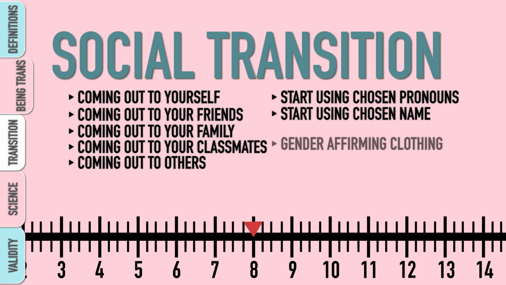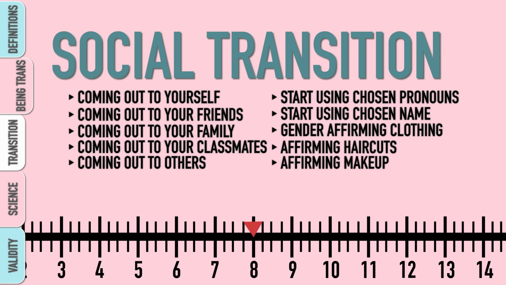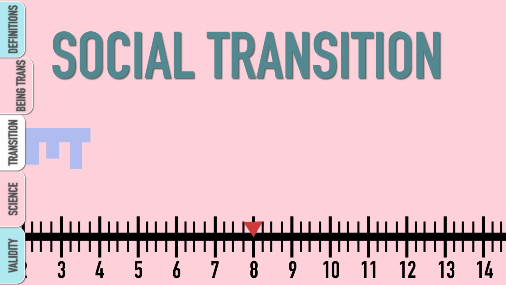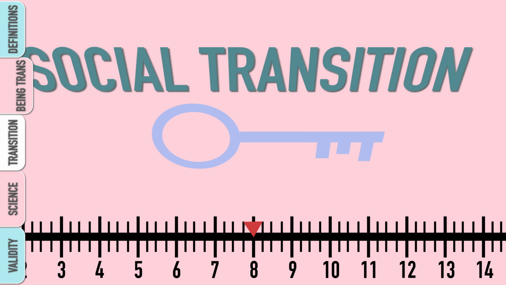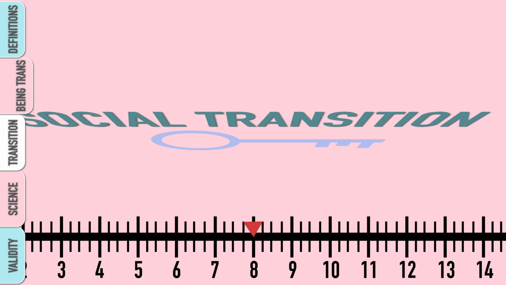You might start wearing clothing and getting haircuts to match your gender identity. These are all forms of social transition, and they are all completely reversible with no side effects and zero harm done to the child. This social transition period also plays a key role in allowing the child to understand their gender more before any other steps are taken.